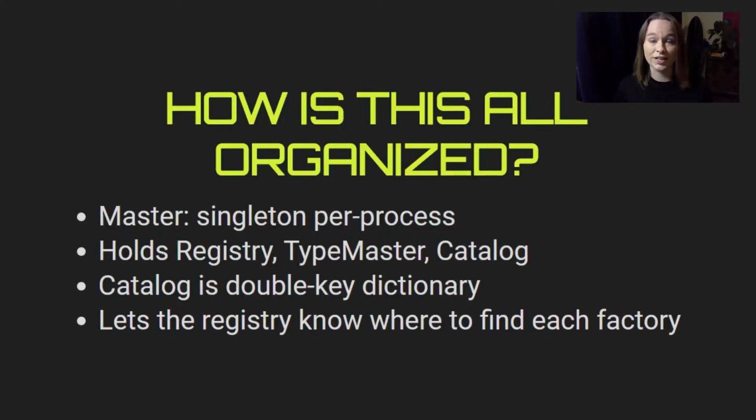The way this is all organized is that there's a class one level above the registry called master. The master object holds the registry, the type master, which is a list of all the different types you can have in your application, and the catalog, which is a double key dictionary that lets the registry know where to find the factories to instantiate different types of components.